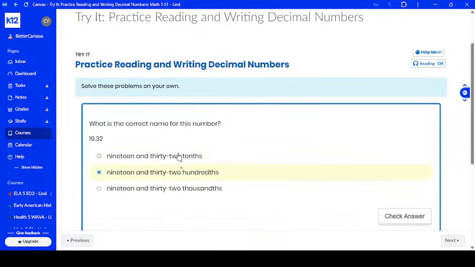What is the correct name for this number? Is it A, 19 and 32 tenths, B, 19 and 32 hundredths, or C, 19 and 32 thousandths? You have 10 seconds to answer. 10, 9, 8, 7, 6, 5, 4, 3, 2, 1. Any guesses?